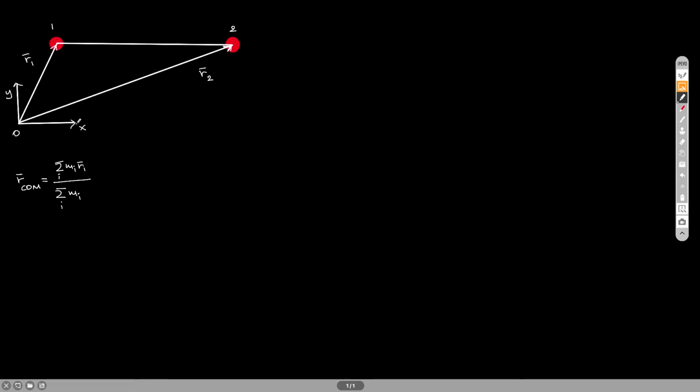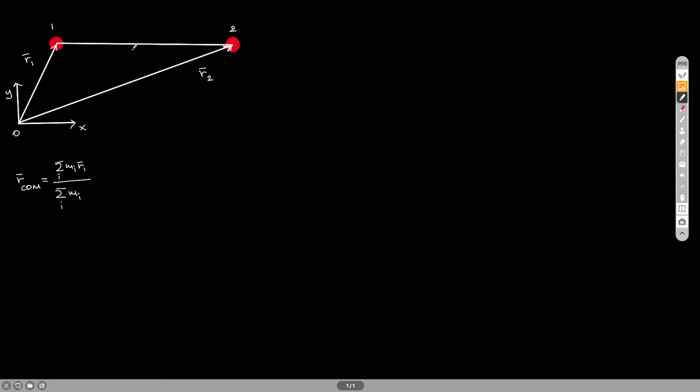Now, I'm going to start by showing you the coordinate system I have chosen. I have the origin here, x, y. The position vector of object 1 is r1. The tip is on object 1, and the tail of the position vector is at the origin. The same is true for object 2: the tip of the position vector of object 2 is on the object and the tail is at the origin.